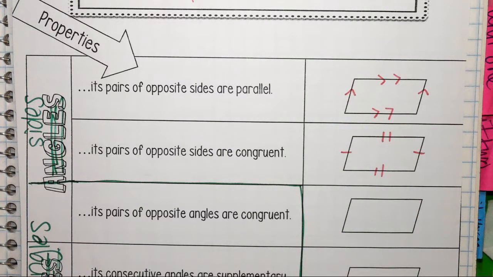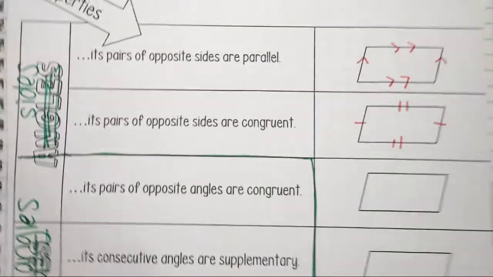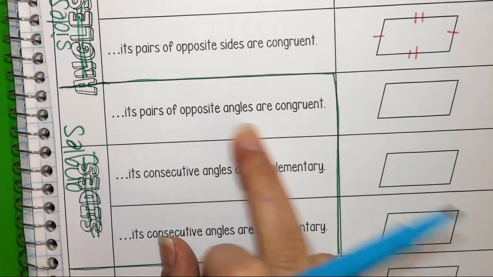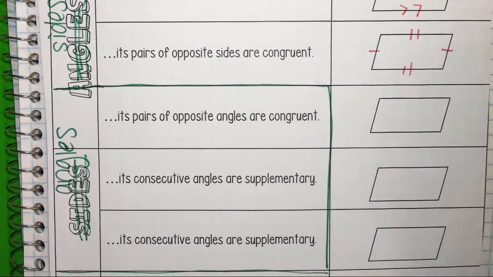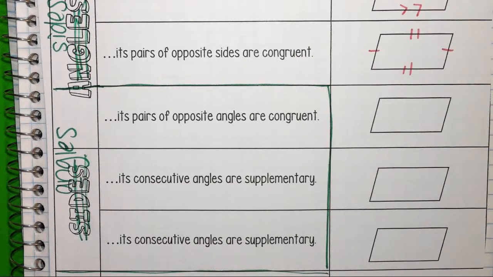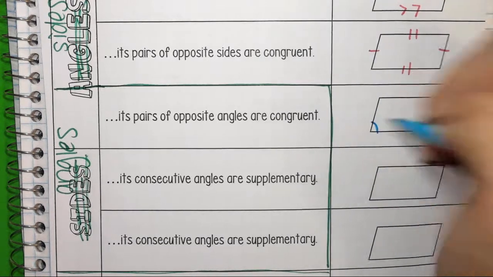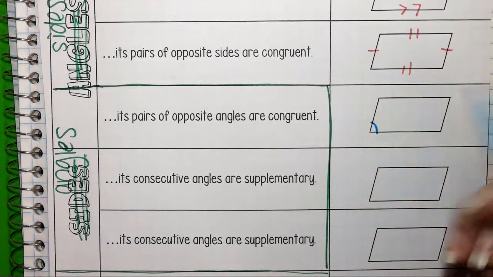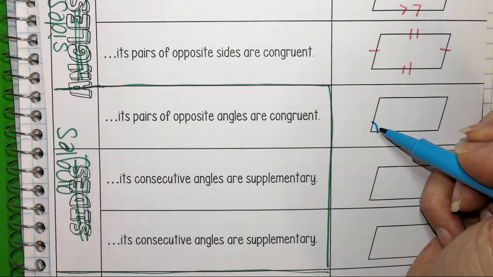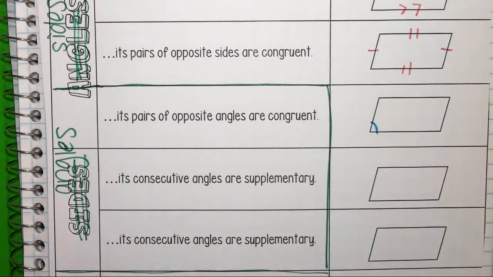Alright, now are we ready to look at angles, or do we need a moment? Angles! Alright, so its pairs of opposite angles are congruent. So what did we use to mark that angles were congruent? Rainbows. Good. Take a point. If this one has 1 rainbow, where's the other rainbow going to go? The other side. Right.